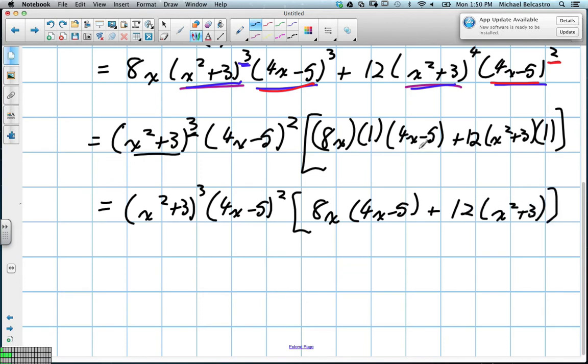I could even go farther, but I just wanted to give you the idea. We could expand and then simplify this bracket, and it does get a little simpler than that. But I think you guys can carry those steps out on your own.